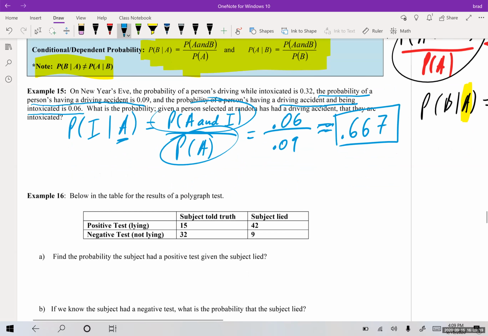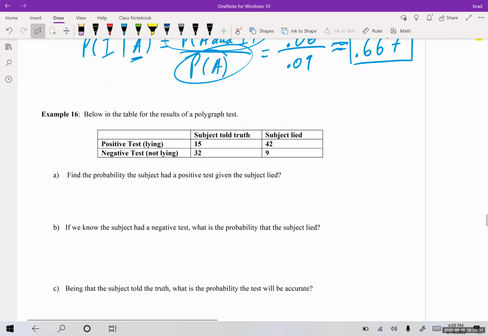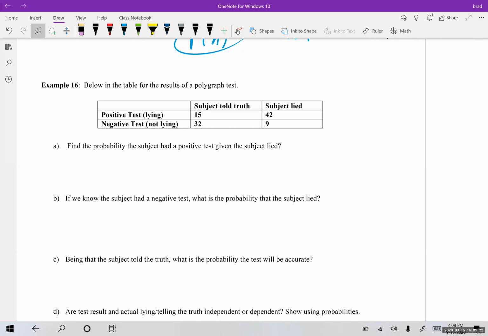So let's use a table now. It says below in the table for the results of the polygraph test, find the probability the subject had a positive test given the subject lied, okay? So I'm going to put plus for positive test result, negative for negative result, and L for lying, and then a little bar over L for not lying. Or you know what, I'll put T for truth, because if they're not lying, they're telling the truth.